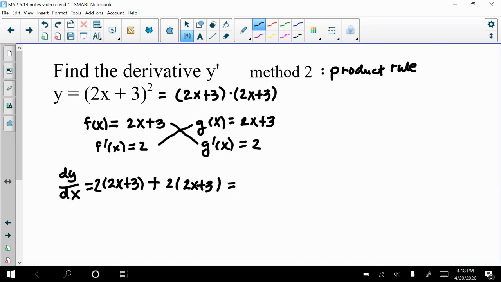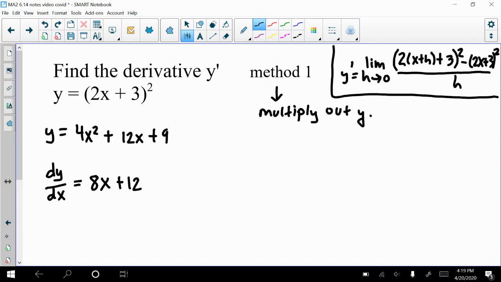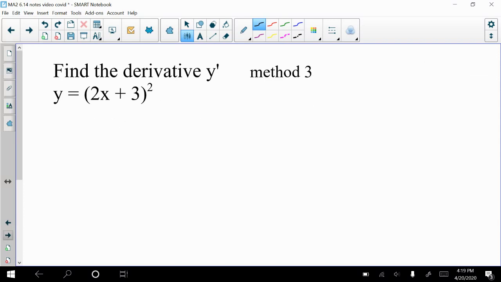And if we simplify from here, using the distributive property, we've got 4 times (2x plus 3), and then using the distributive property, 8x plus 12, which is exactly the same thing that we got using method 1. The third method is what we're going to learn next, and that is called the chain rule.